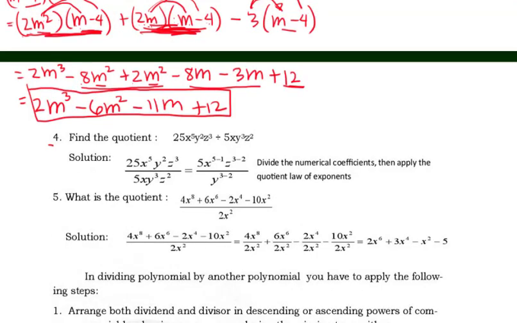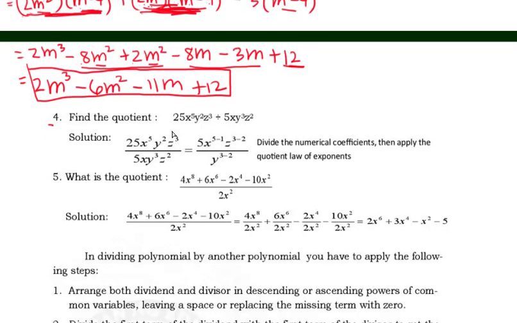Okay, tuloy natin sa quotient, no? So, find the quotient of 25x raised to 5, y raised to 2, z raised to 3 divided by 5xy cube, z square. Okay? So, yan. So, solution, sabi doon, divide the numerical coefficients and then apply the quotient law of exponent.